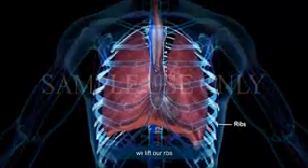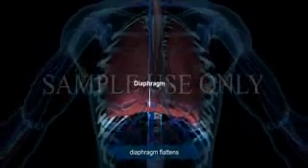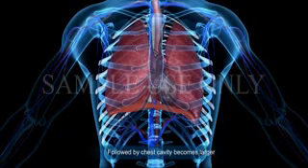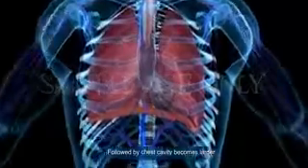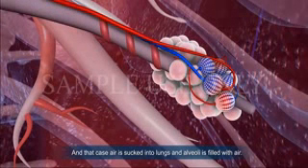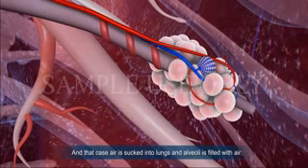As we all know, when we breathe in, we lift our ribs. Then the diaphragm flattens, followed by the chest cavity becoming larger, and that causes air to be sucked into the lungs and the alveoli are filled with air.